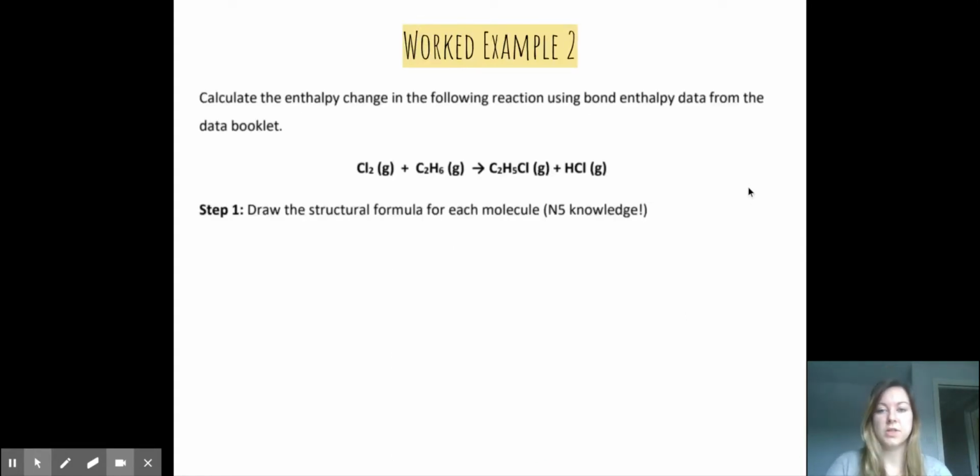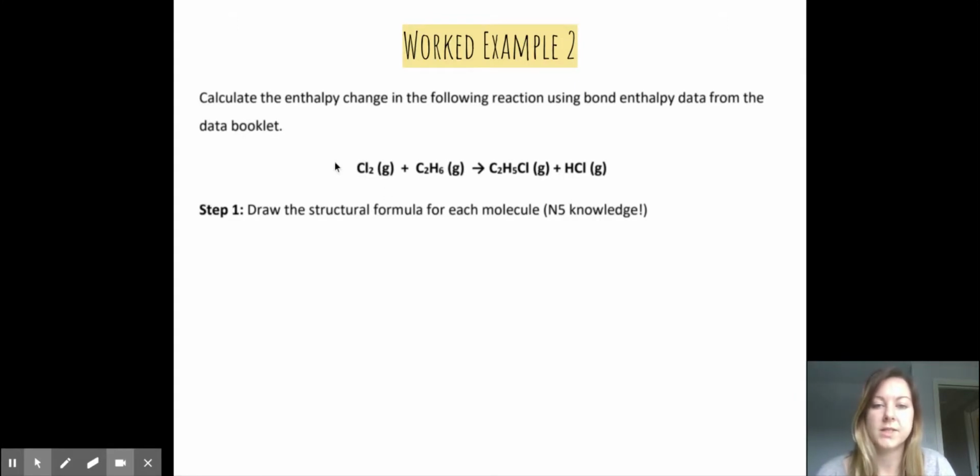So, worked example 2 then, this is an actual question we're going to work through together. Calculate the enthalpy change in the following reaction using bond enthalpy data from the data booklet. So we're going to have to look our values up this time. If you have a data booklet handy in front of you, it is page 10 you're looking at.